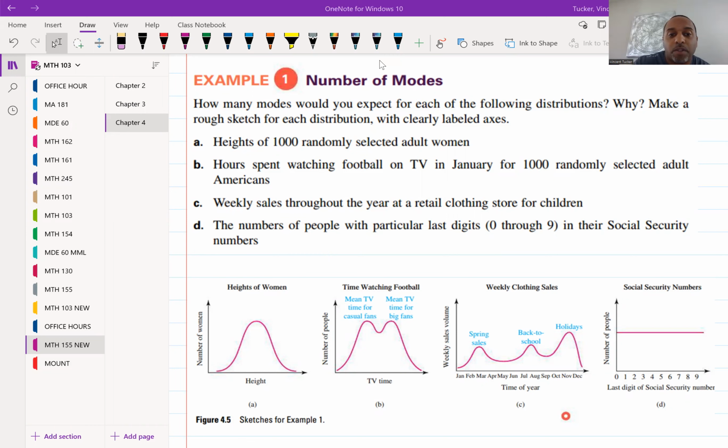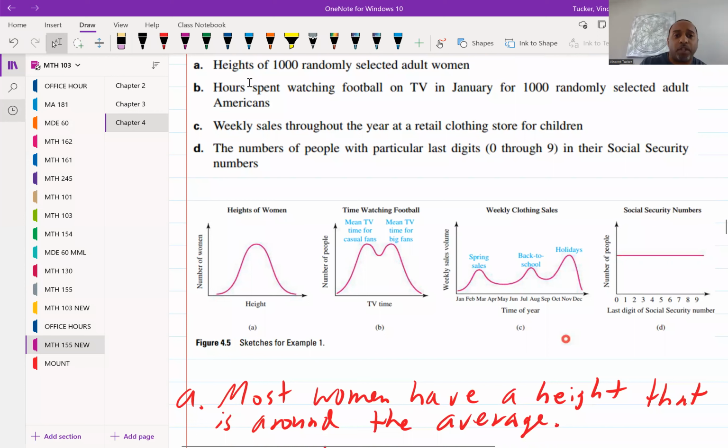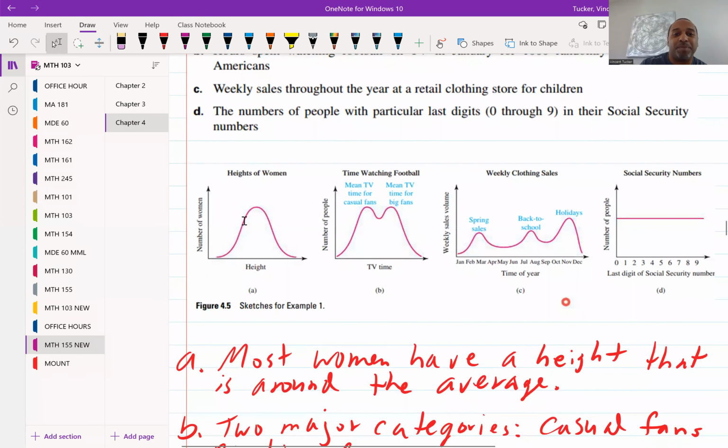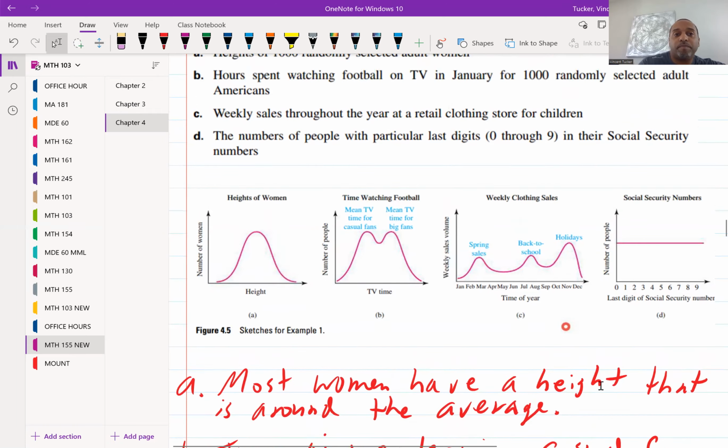All right, so let's look at A. So A is a single peak. We're talking about heights of 1,000 randomly selected adult women. A is a single peak, basically because most women have a height that is around the average. There are not multiple averages as far as the height of women is concerned. There's the average height of women, and then you dissipate from there. So that's why A is a single peak.